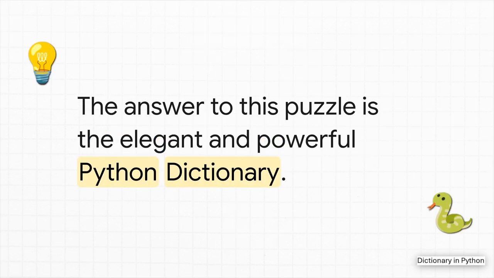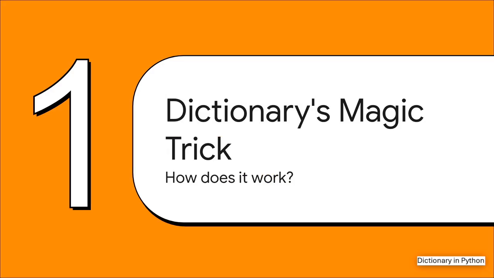Well, the answer to that puzzle is this beautiful and powerful data structure right here. The Python dictionary is the tool that makes these split-second lookups a reality. But how? How does it actually pull off this feat? It really can feel like a magic trick. You give it a key, and bam, it instantly hands you back the value you're looking for.